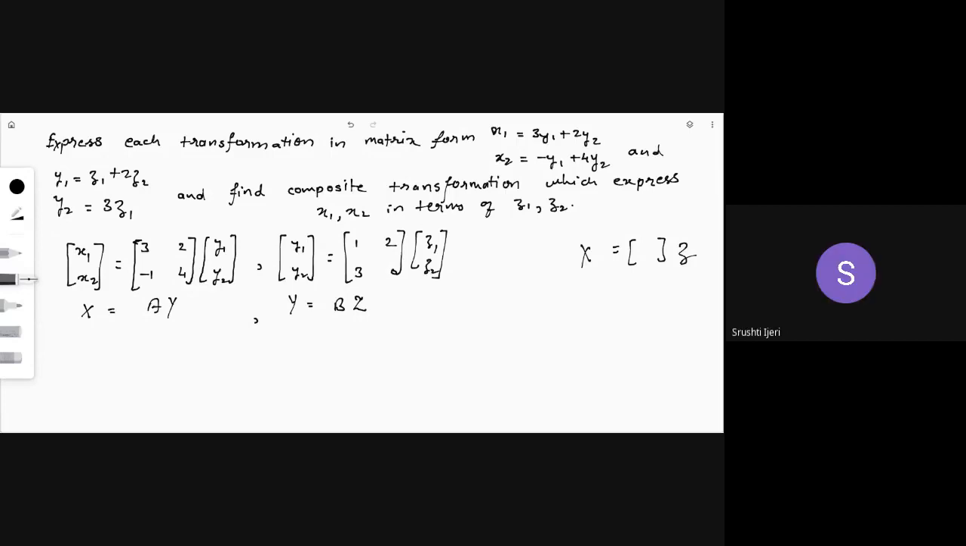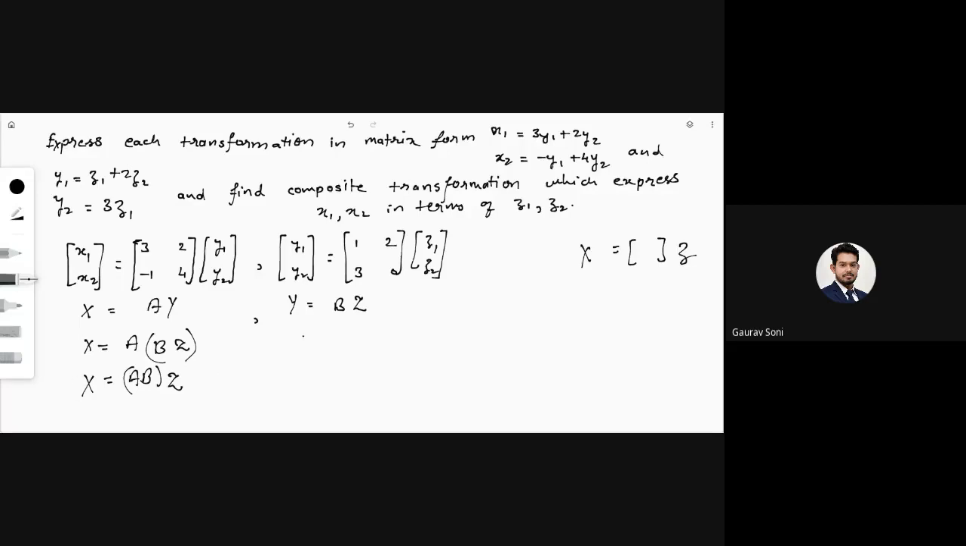We'll first find y by multiplying, and then substitute the values of y1, y2. Sir, we can simply put the values of y1, y2 in the first form. Yes, we put the value of y in the first equation. So x is equal to A, and y is given to you, that is B into z. So this will be AB into the matrix z. This is your x.